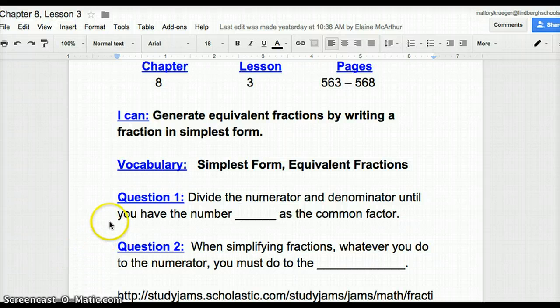Okay, so question 1 I talked about in step 2 of the video we watched, and I talked about that on the problems as well. And answer both of these questions in the form, please.